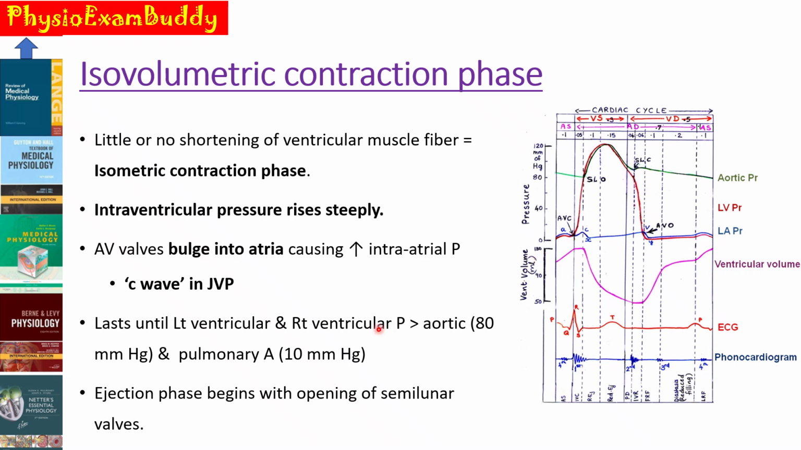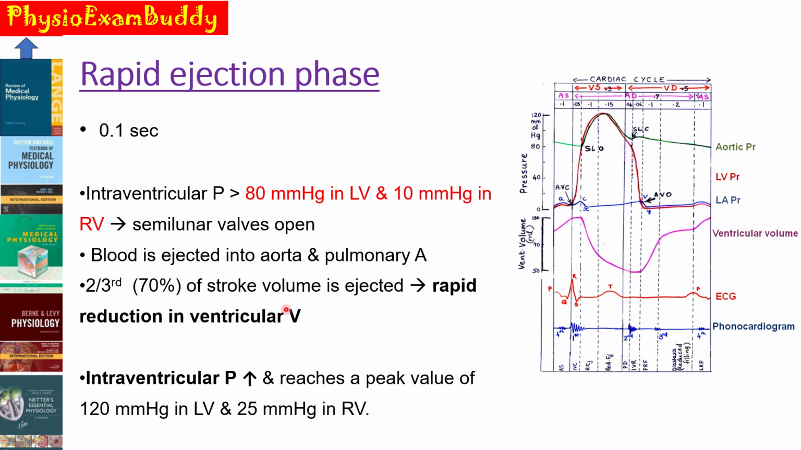This phase will last until the left ventricular and right ventricular pressures exceed the pressure in the aorta, that is 80 millimeters of mercury, and the pulmonary artery pressure, that is 10 millimeters of mercury. The ejection phase will begin with the opening of the semilunar valves at the end of the isovolumetric contraction phase. Next is about the rapid ejection phase.